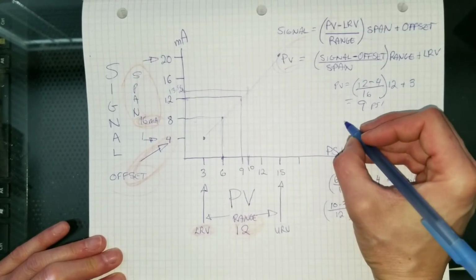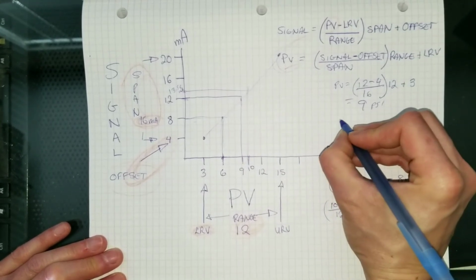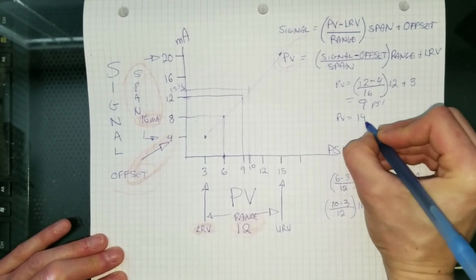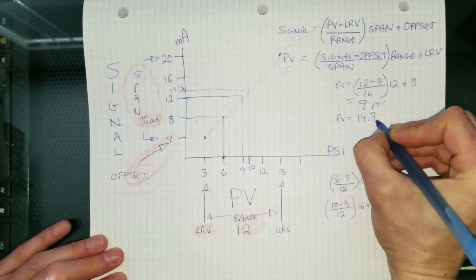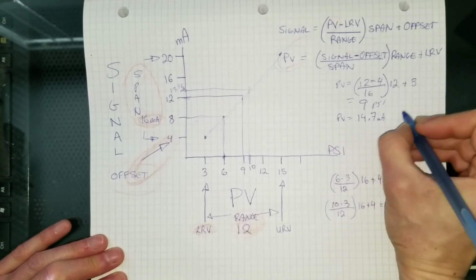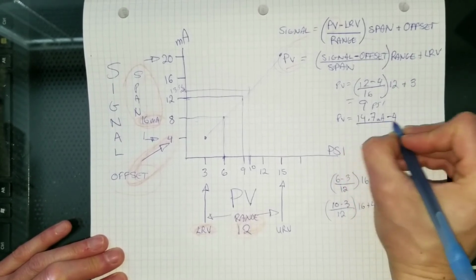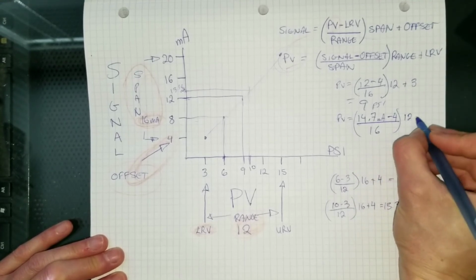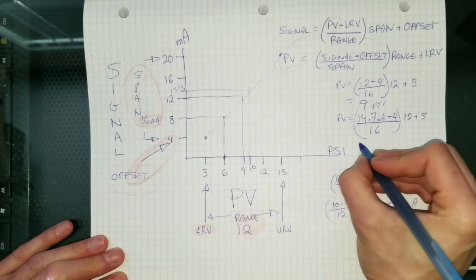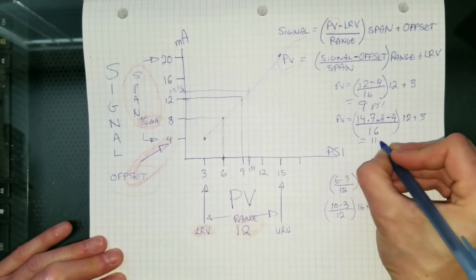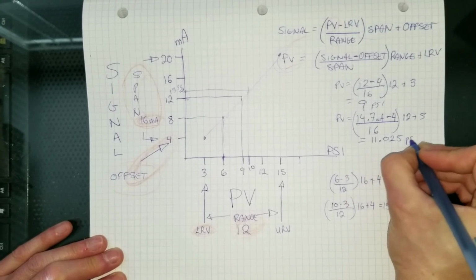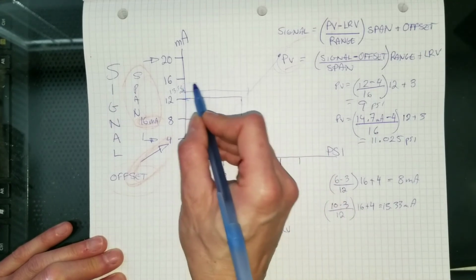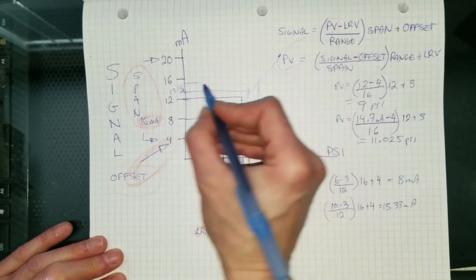Okay, and let's do another example. Last one that we're going to do here. Let's just say we are looking for a process variable, and we have 14.7 milliamps. Okay, so what are we going to do again? Subtract our offset and then divide it by our span, multiply that by our range, and add our lower range value. What do we get? We get 11.025 psi. So here we are somewhere around there, somewhere around here. So you can see this math works both ways.